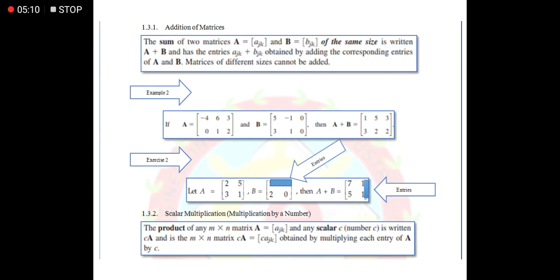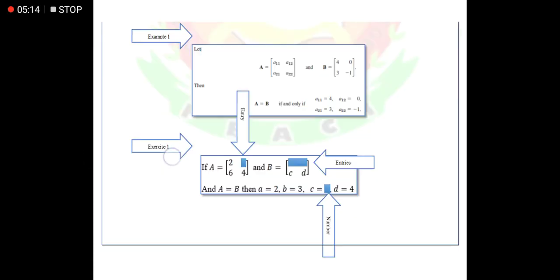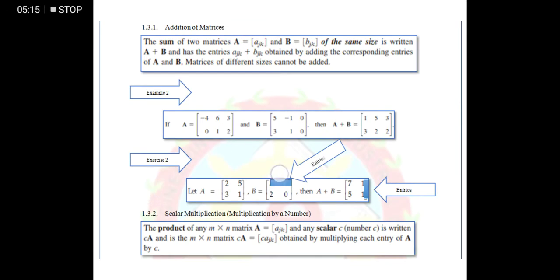Ibig sabihin nun, every entity here should be equal to their corresponding entity sa ibang matrix. Okay? Take note of that one. So, exercise number 1, paki-answer lang to siya based on these examples. Then, after that, submit it to me. Okay? Now, dito tayo sa example number 2.